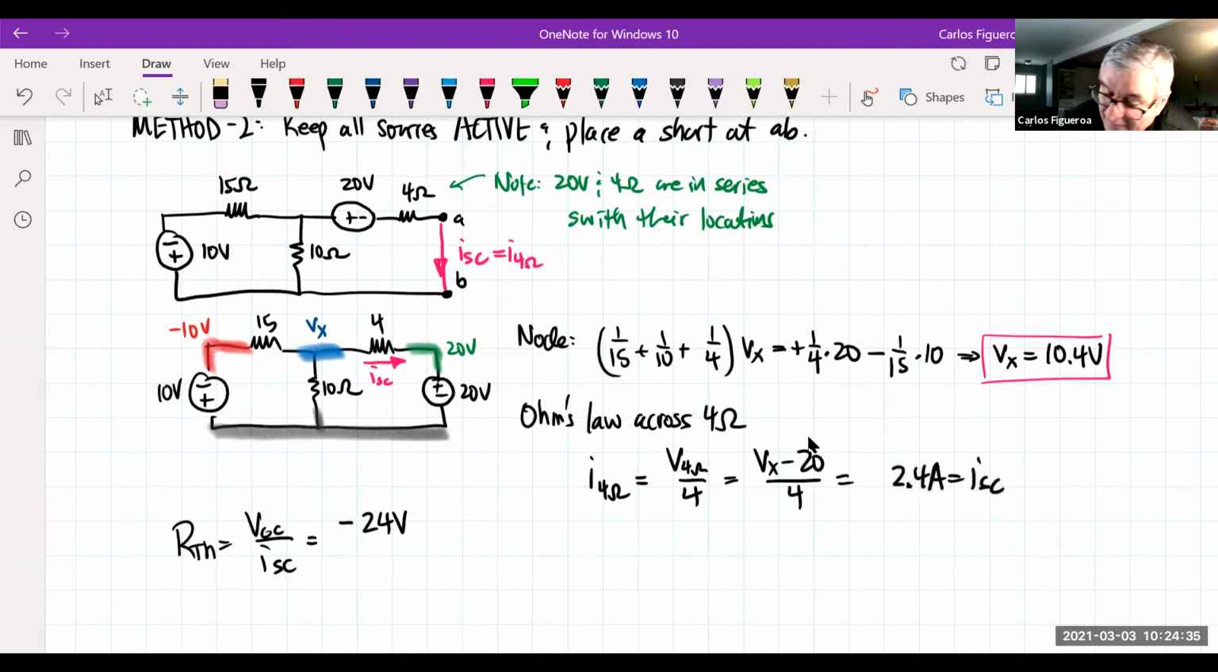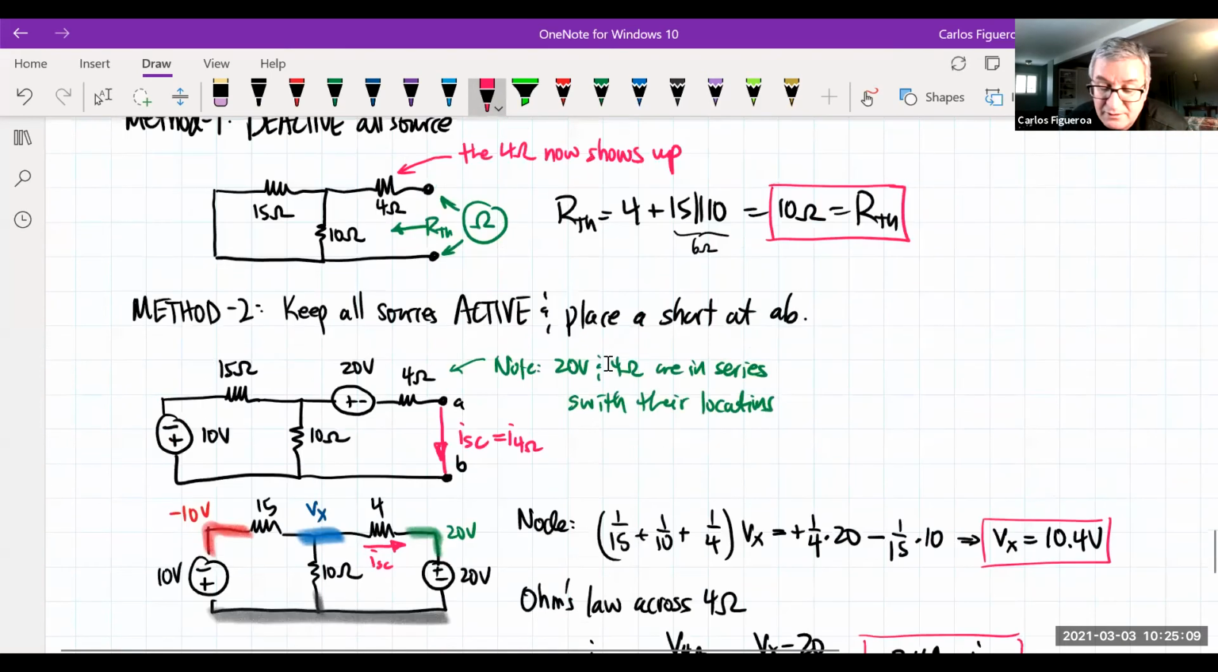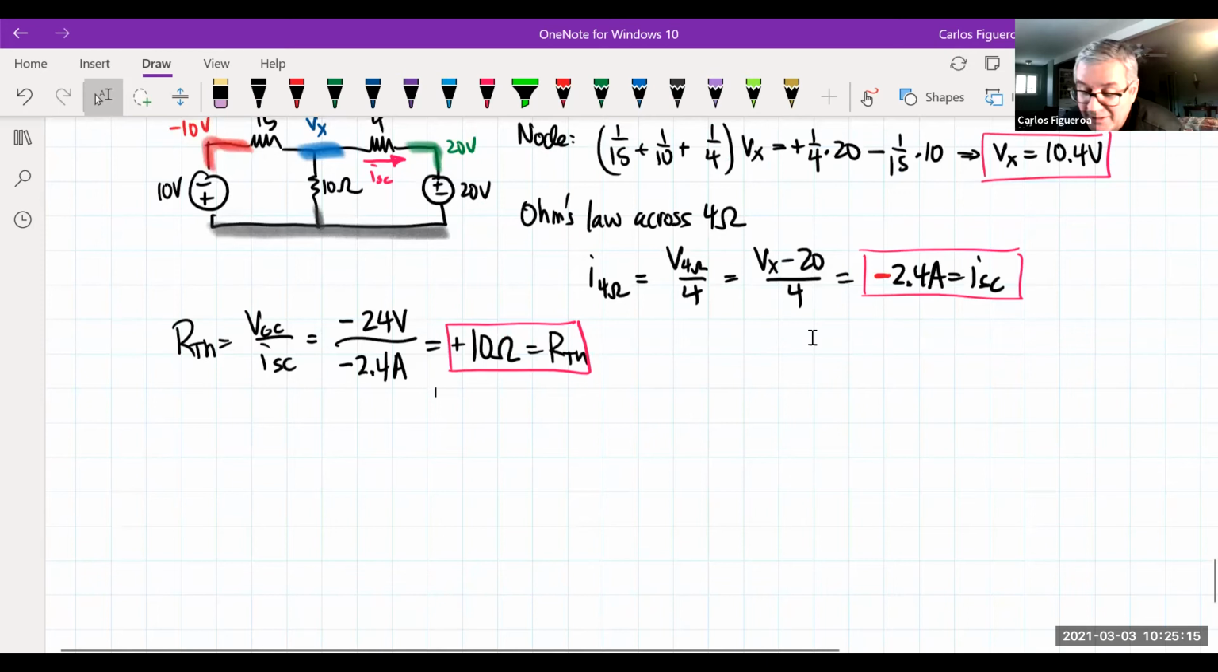Look at this little baby here. That current is in the opposite direction. I forgot to put in the minus sign right there. Bad Carlos, right? Naughty Carlos. So then we come in here and it should be minus 2.4 amps and I'm getting positive 10 ohms, which is RTH using method 2. How does that compare? What did we calculate the other one? Look at that, 10 ohms. Man, this is so sweet, it's making my teeth hurt.